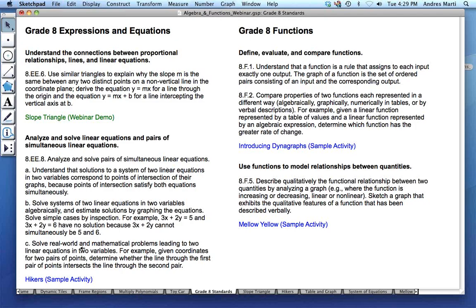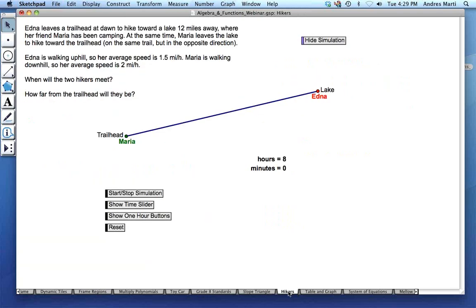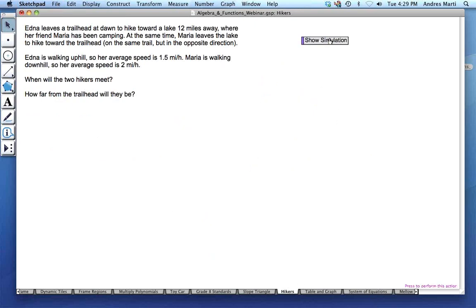This is an activity that really gets into the idea of solving a pair of simultaneous linear equations. It's another sample activity called Hikers. In this activity, I'm supposed to hide the simulation to start. Here's the original problem. It's a standard kind of problem that you would see in algebra classes. It involves rate, time, and distance, with two traveling objects, in this case 2 people.